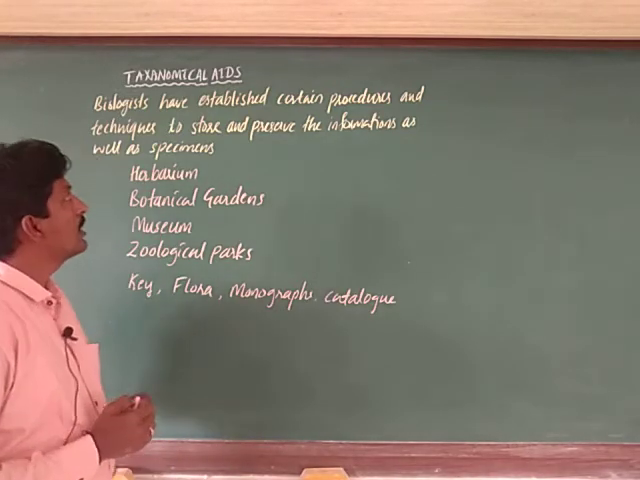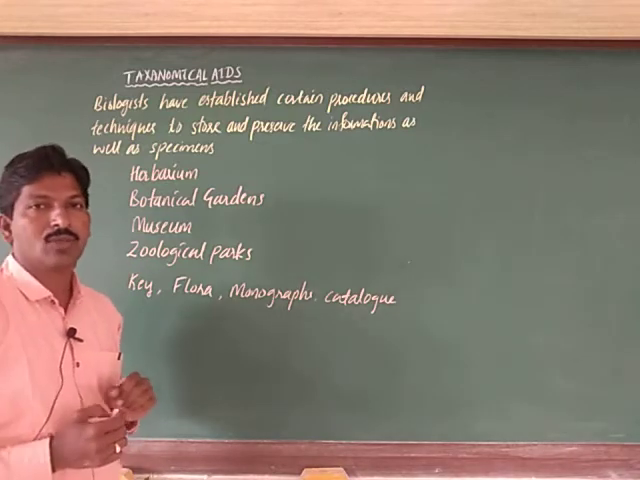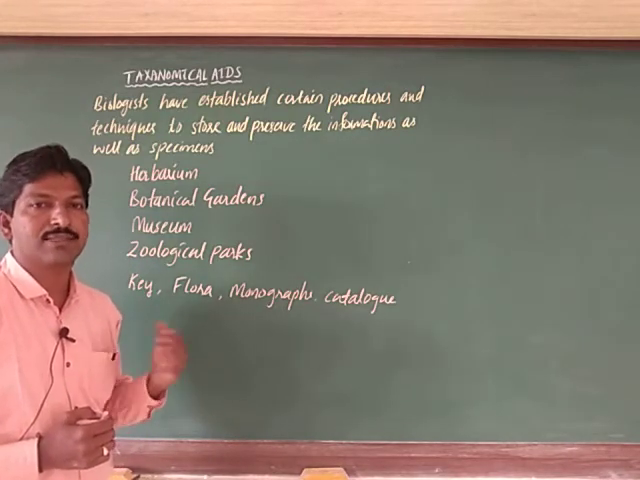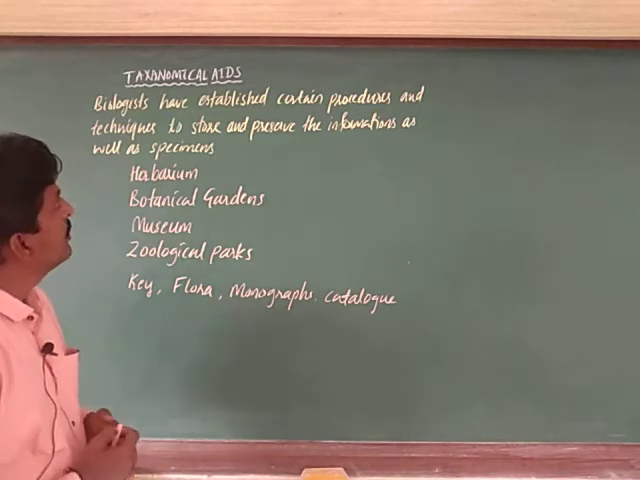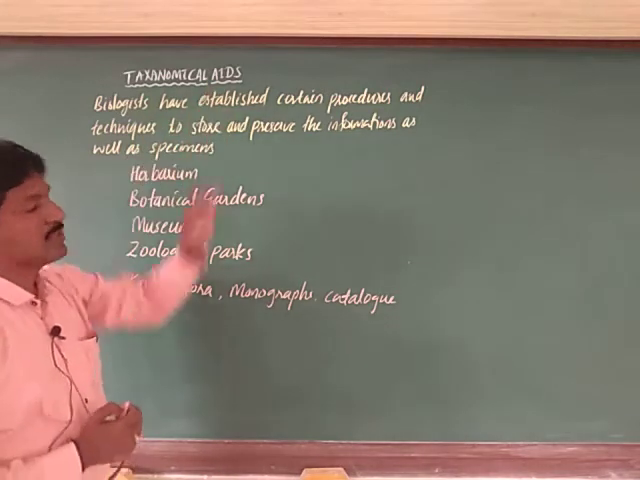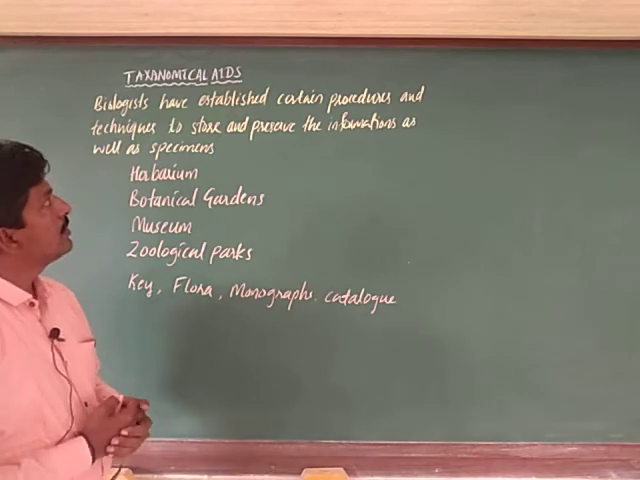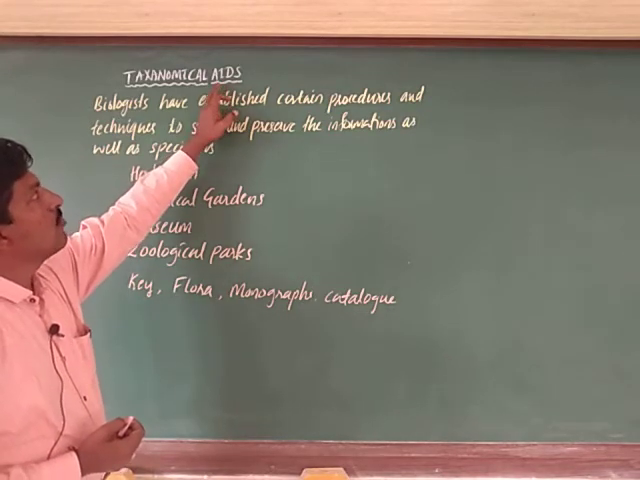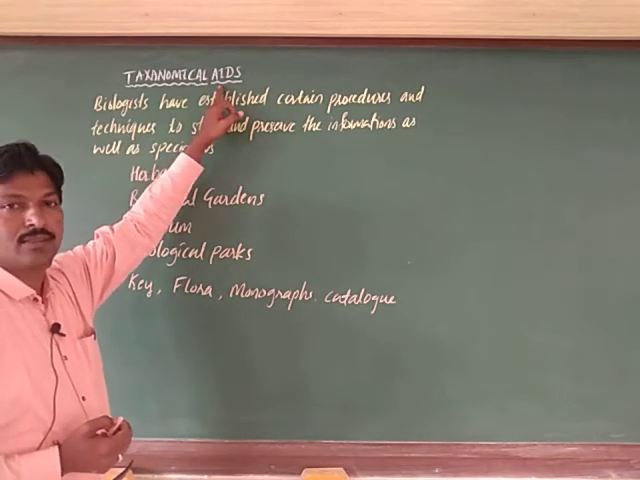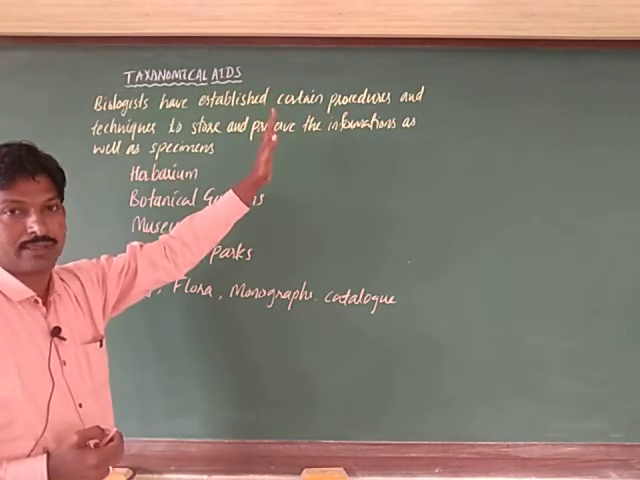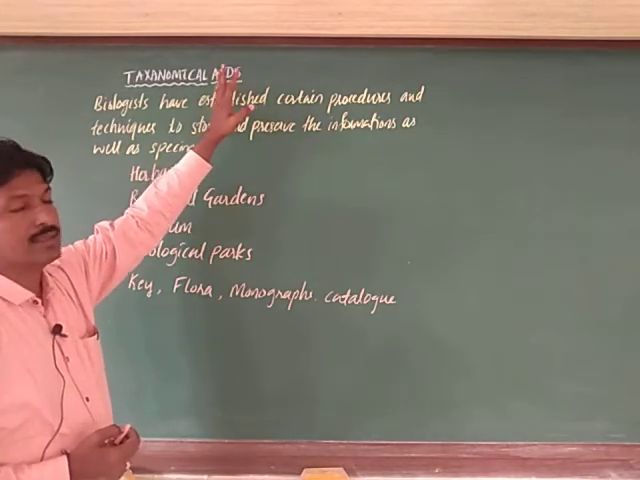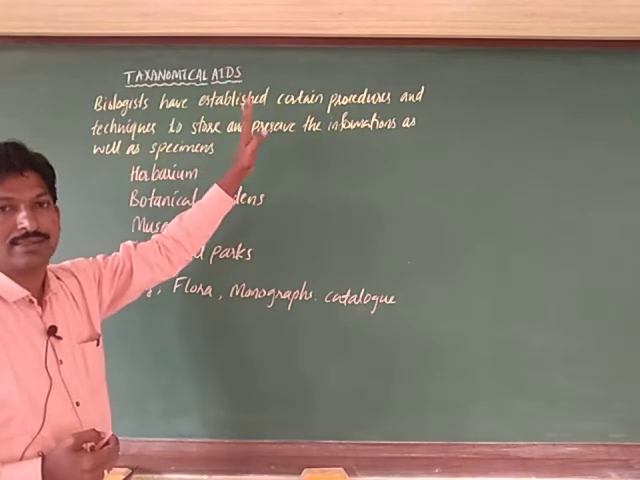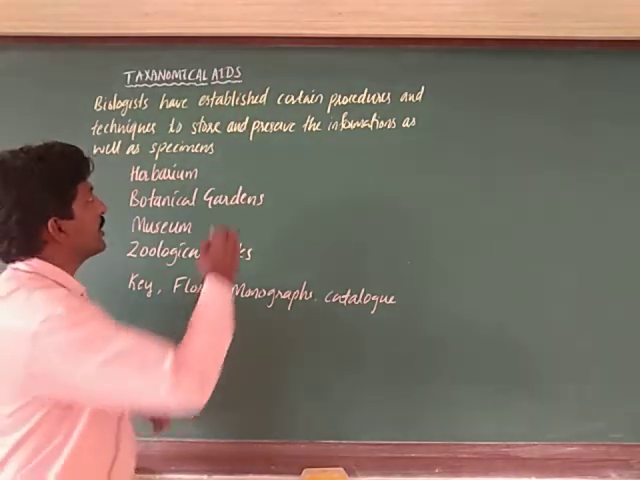As you know already, taxonomy deals with classification, that is, identification. So, what do taxonomical aids mean here? Try to understand the meaning of the word first. Aids, it is not the abbreviation AIDS. It is just a simple single word, aids.